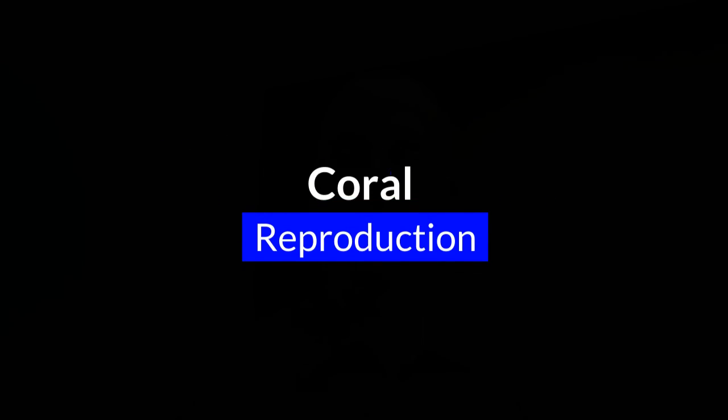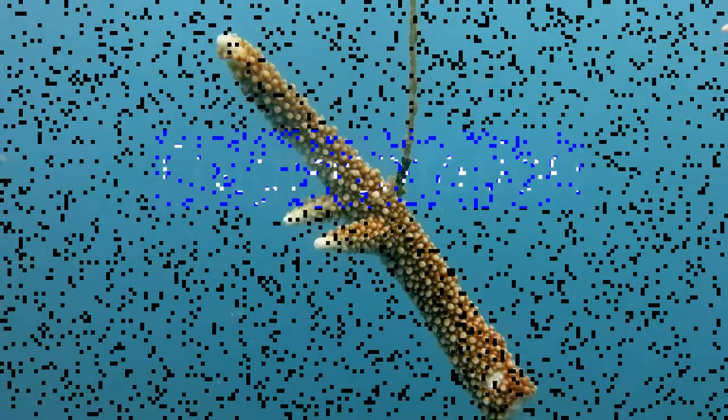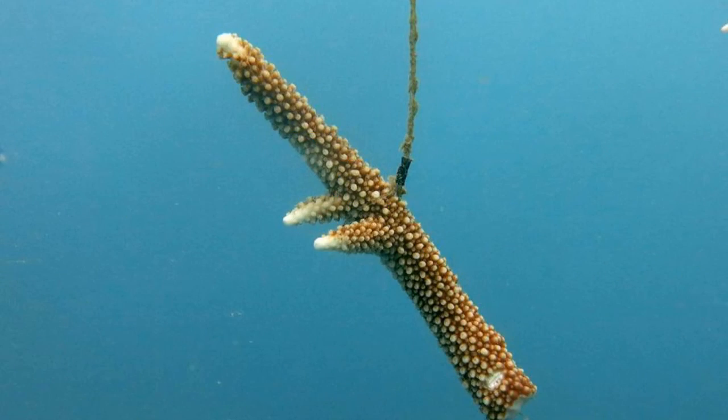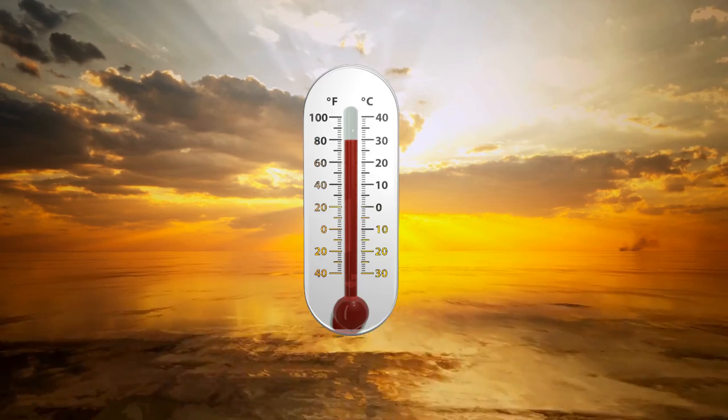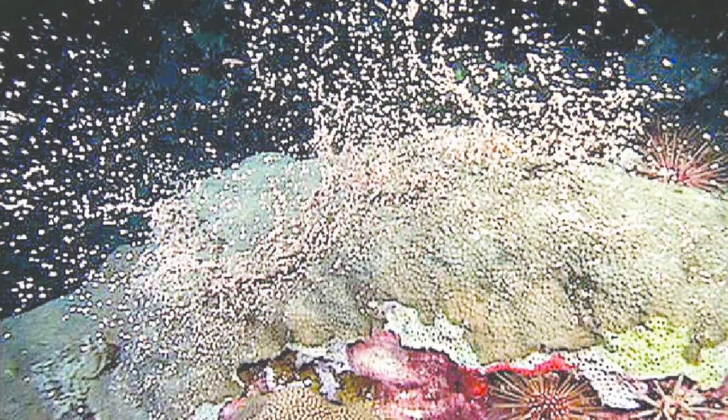Reproduction is either through a process called fragmentation, which is when a piece of coral breaks off and attaches elsewhere, or through spawning. Scientists have determined that temperature and daylight patterns are part of the equation for corals to spawn at the same time, otherwise known as synchronized coral spawning.